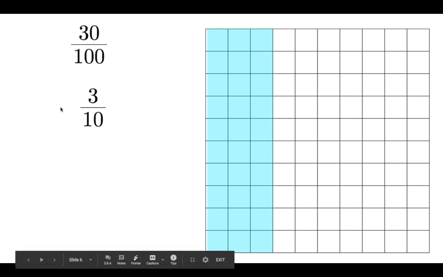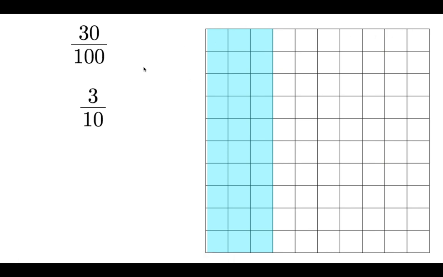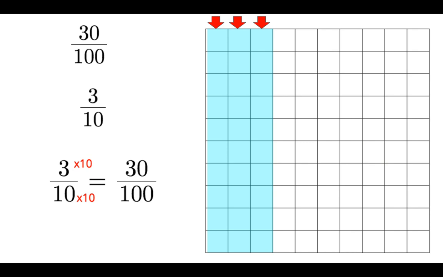Again, my denominator is telling me how many parts the whole is broken up into. So I would have 10 parts or 10 columns. And I have 3 of those columns or parts that are shaded. So we can say that 3/10 is equivalent to 30/100ths.